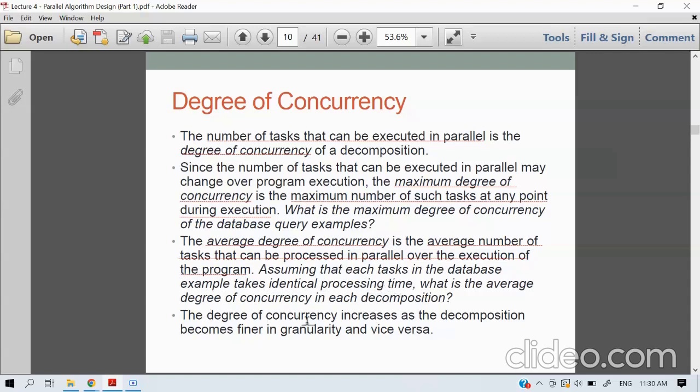So the degree of concurrency will increase as the decomposition becomes finer in granularity and vice versa, which means if you have more tasks to be decomposed, the degree of concurrency will increase, and vice versa.